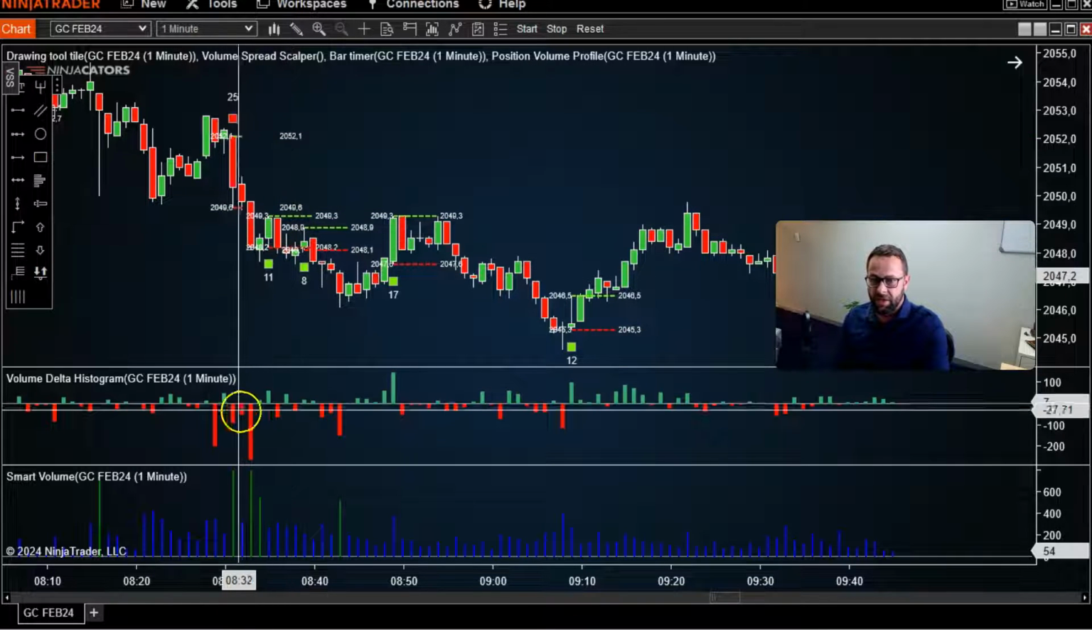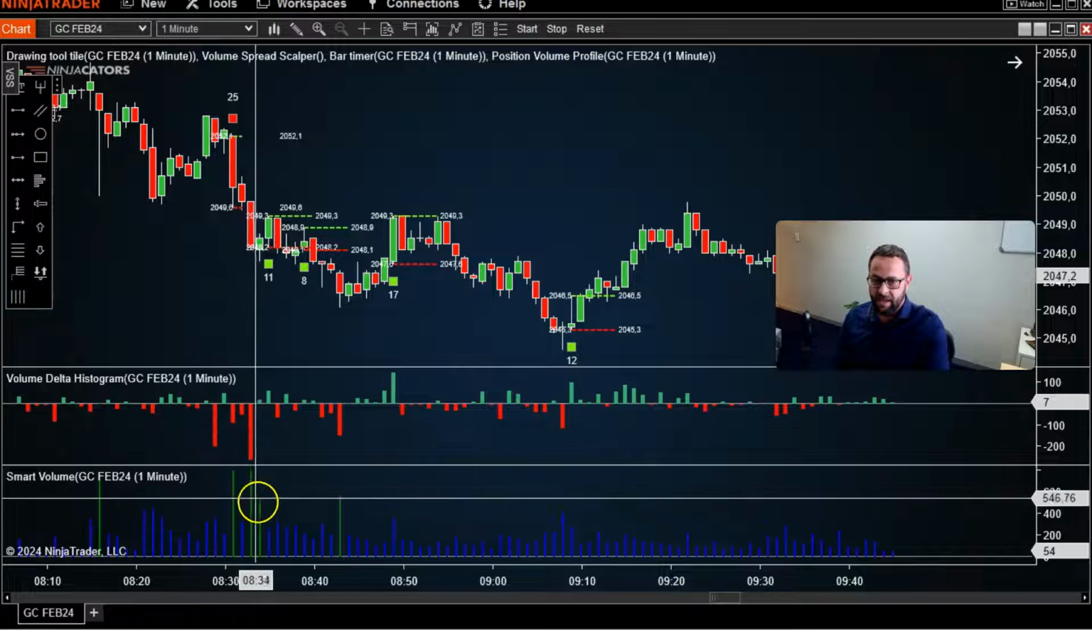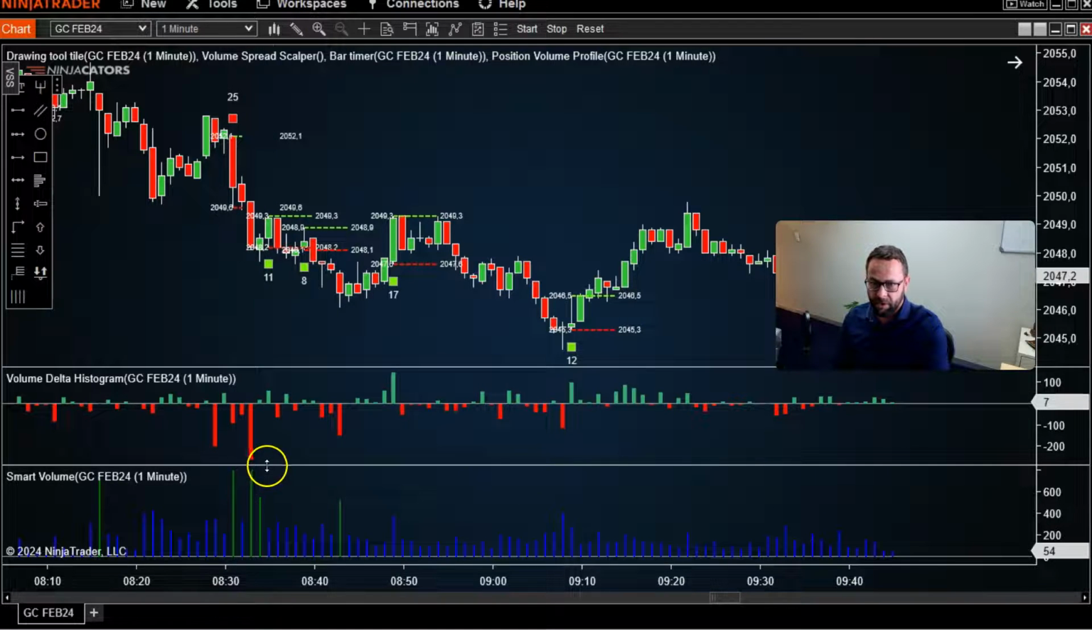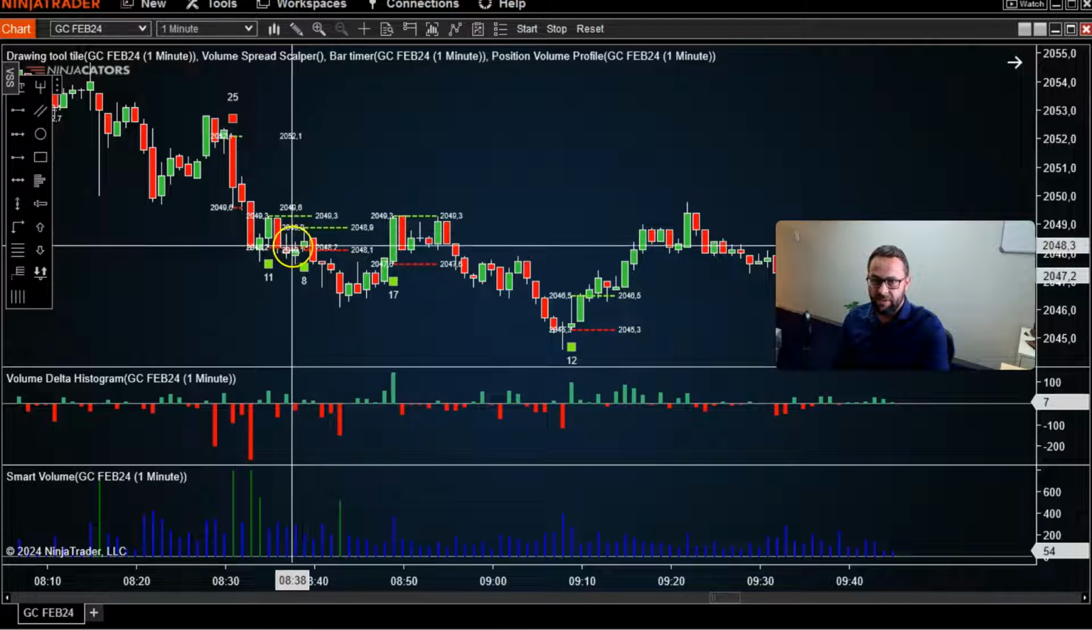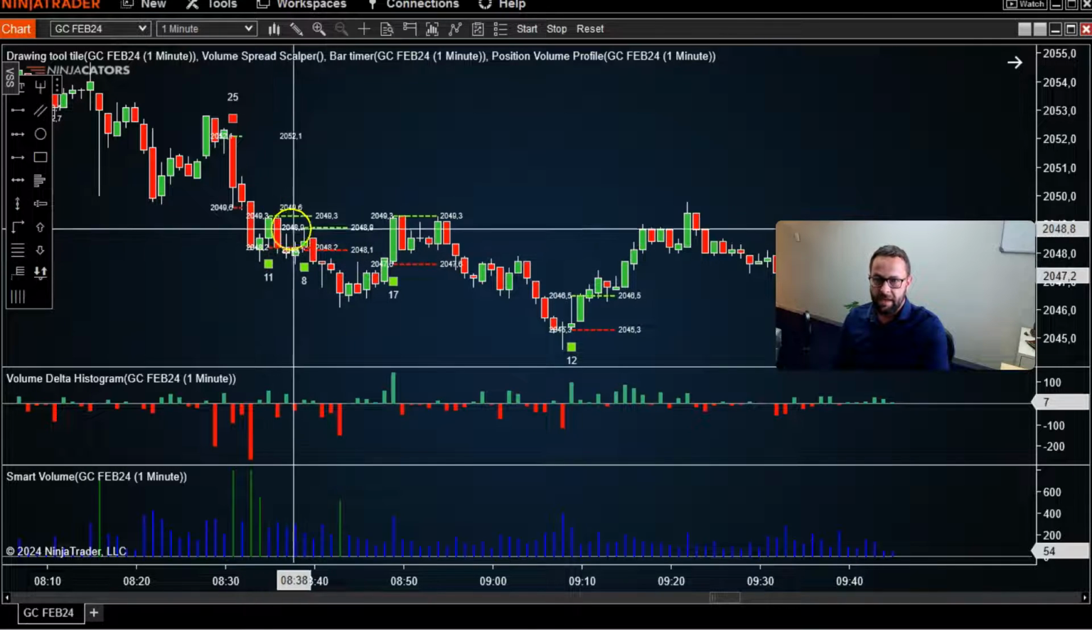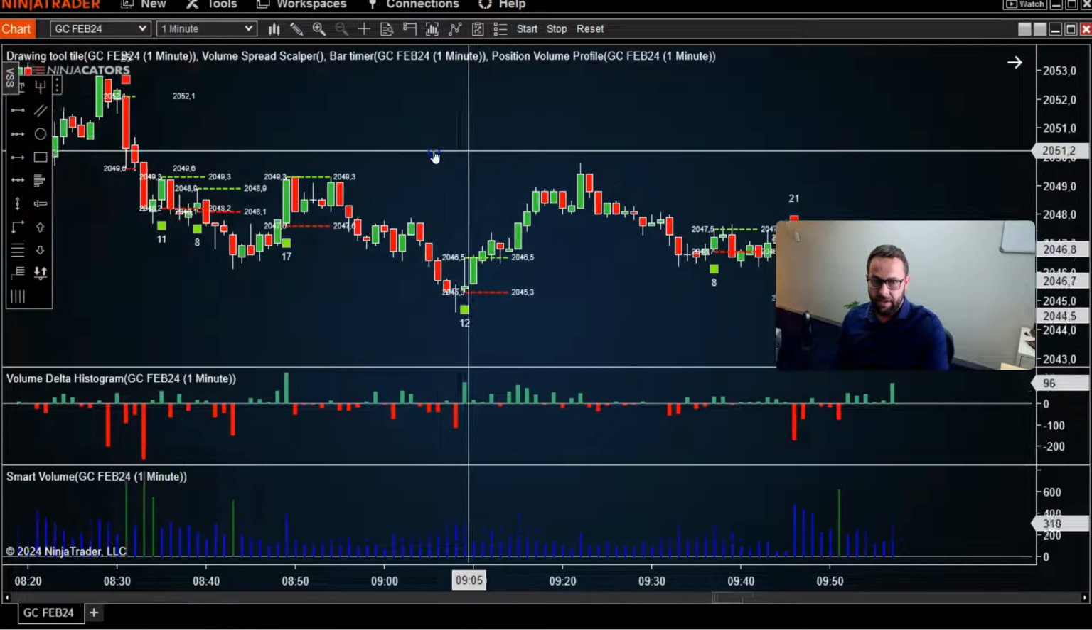And also, just by looking at the volume delta histogram and the strength of this trend from the smart volume indication, you would have avoided all of these little buy signals that occurred there as well.